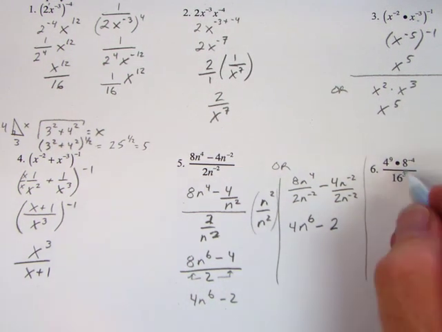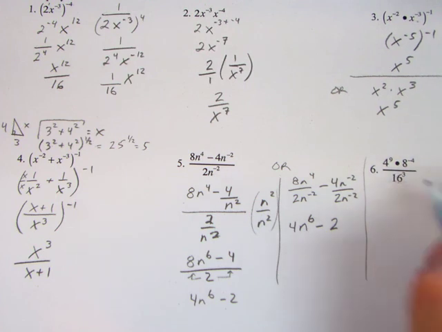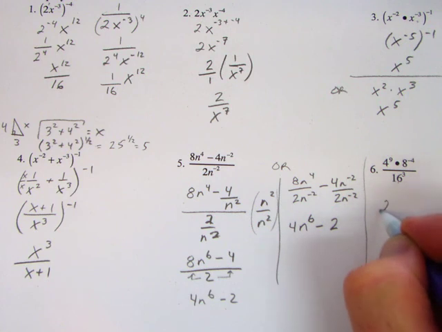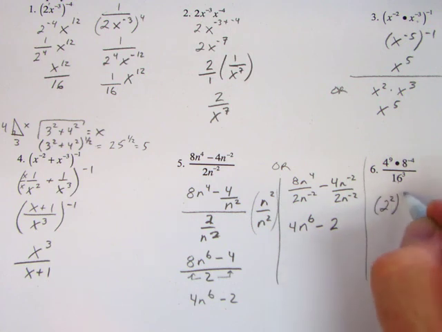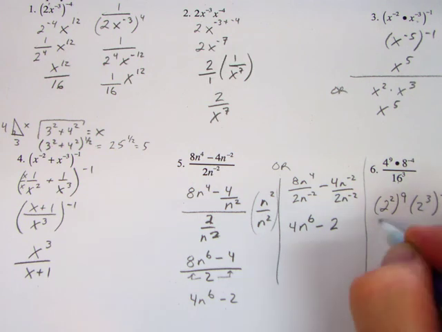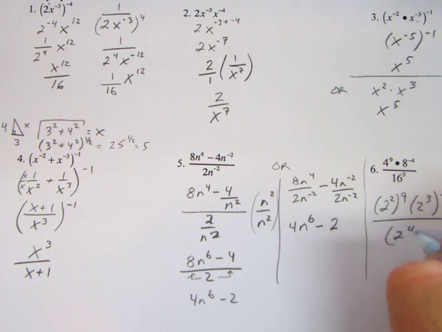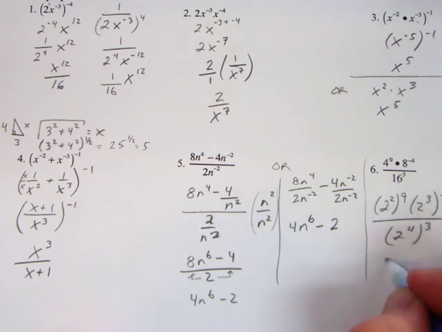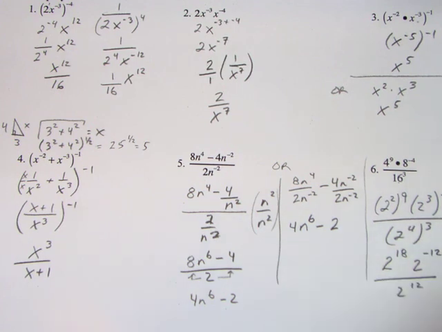Next one, what we want to do here is get a common base. I have a base of 4, 8, and 16. What could they all be written with? They could all be written as 2. So this is 2 squared to the 9th times 2 cubed to the negative 4th over 2 to the 4th to the 3rd, because 2 squared is 4, 2 cubed is 8, and 2 to the 4th is 16. Now I can apply all my rules since I have a common base. This is 2 to the 18th times 2 to the negative 12 over 2 to the positive 12.